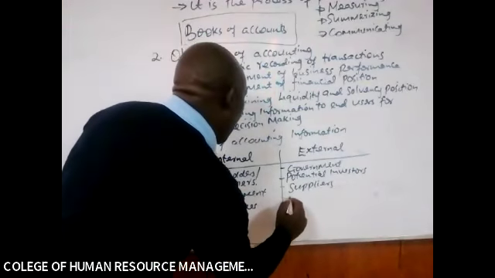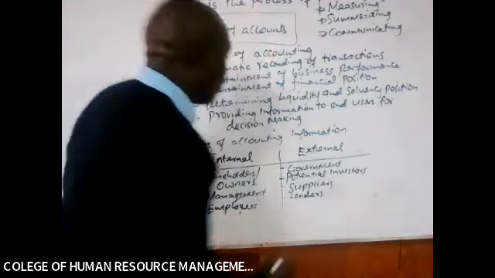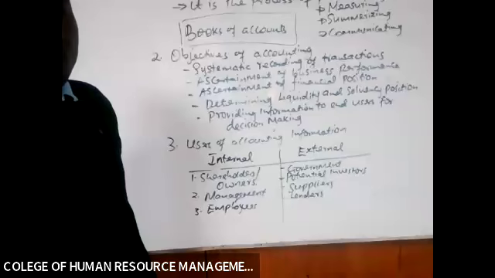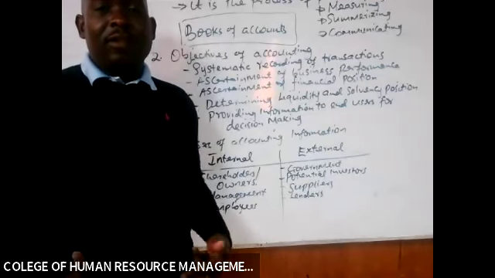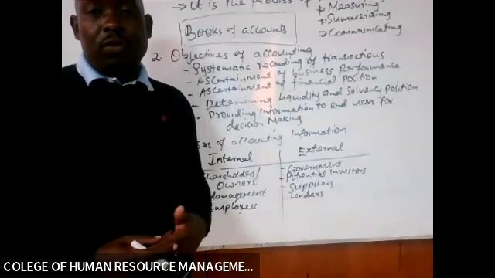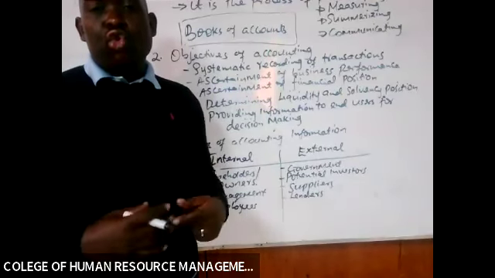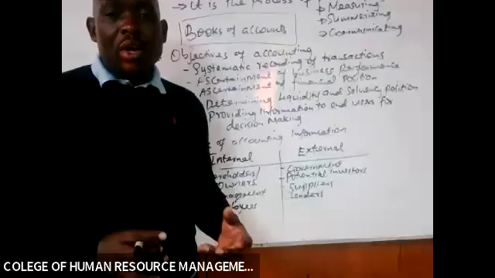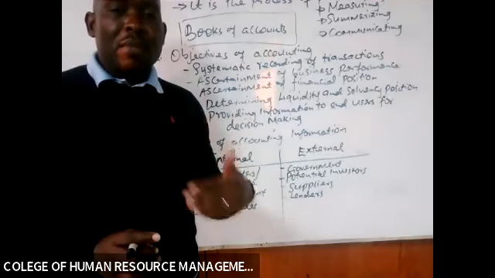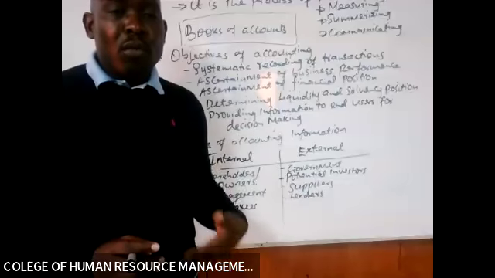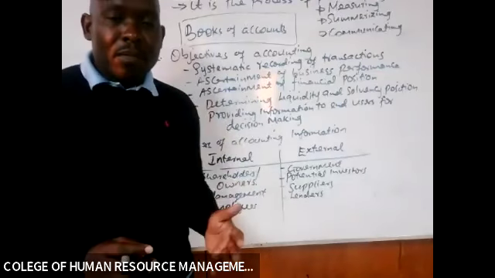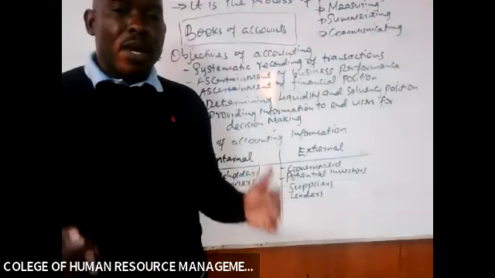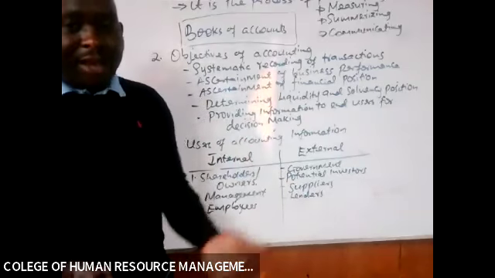Closely related to that, we have the lenders. These are the banks or the microfinance institutions from which you can get financial assistance as a business in form of loans. Before they extend a loan to you, they must be sure that you are able to pay that loan together with the interest when the repayment period is due. So they will be reading your books of accounts to know your ability to pay them the principal amount that you borrowed together with the interest when the repayment period is due. So they will also be users.